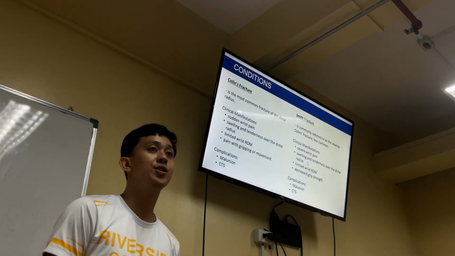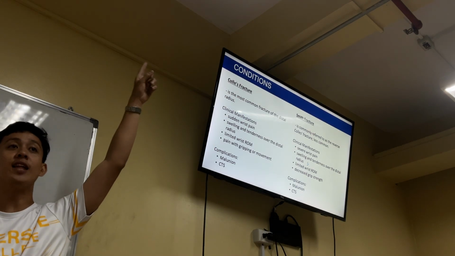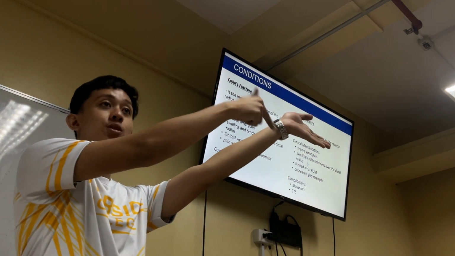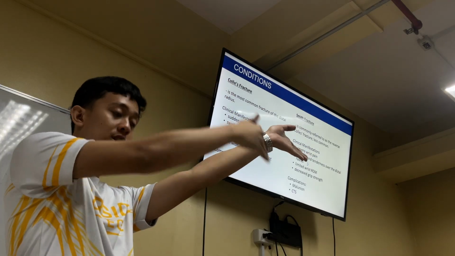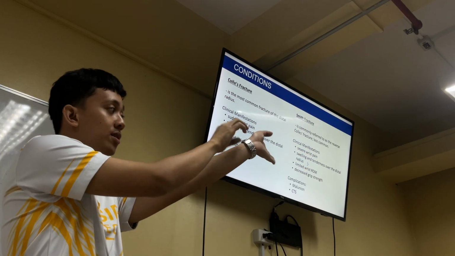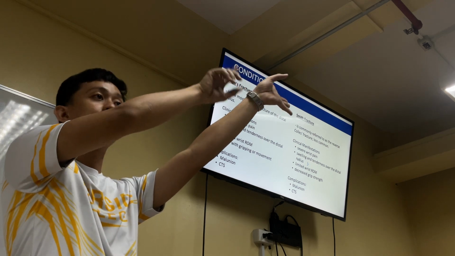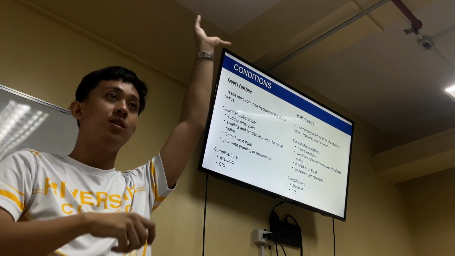Complications: malunion, and of course, carpal tunnel syndrome. Since, again, it is a distal radius fracture, the fracture might affect your median nerve, which is inside of your carpal tunnel. Okay?